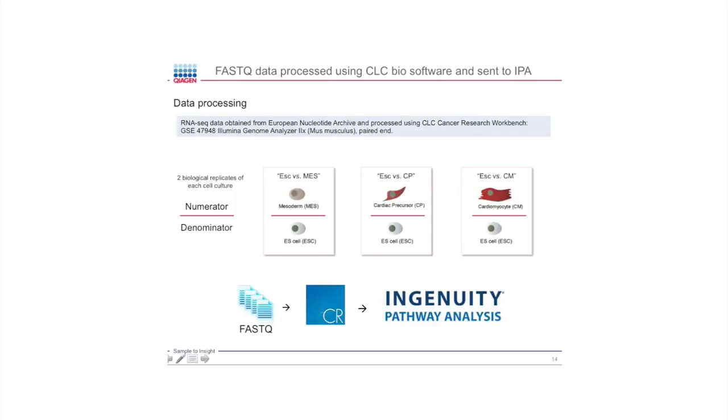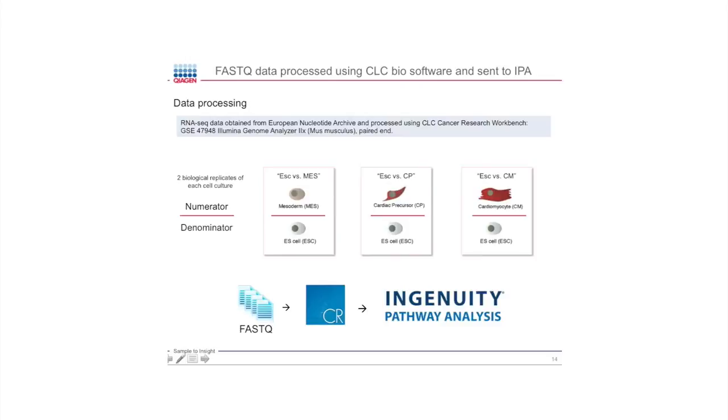This was data gotten from the European Nucleotide Archive from a GSE study, and we processed it using the CLC Cancer Research Workbench. It's a very nice tool. You just take FASTQ files and load them into the Cancer Research Workbench and run the mapping and whatever else you need to do to map it to the mouse genome, and then there's a plug-in. You can just connect the data to IPA. You just send the data to IPA. So that's what we did.